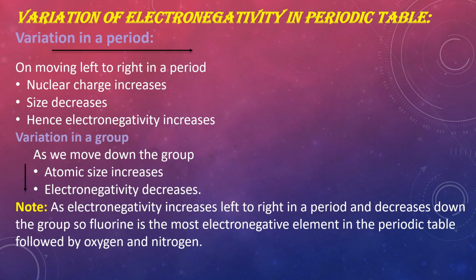Now coming to the variation of electronegativity in the periodic table. First I am taking variation in a period. When we move left to right in a period, the nuclear charge increases, that is the number of protons increases, size decreases, hence electronegativity increases. When we move down the group, top to bottom, the atomic size increases due to the introduction of new shells, and hence electronegativity decreases.